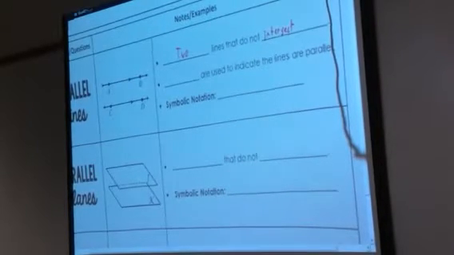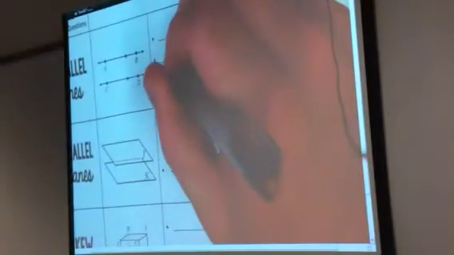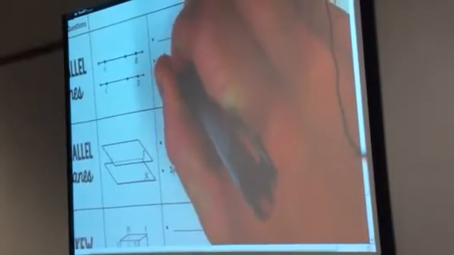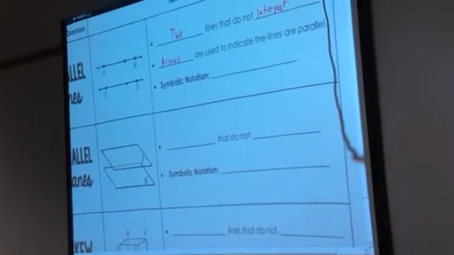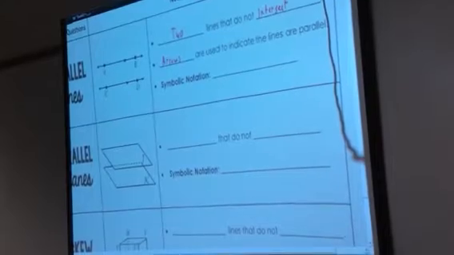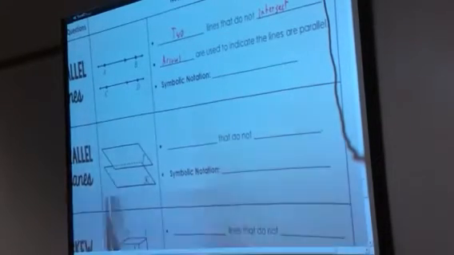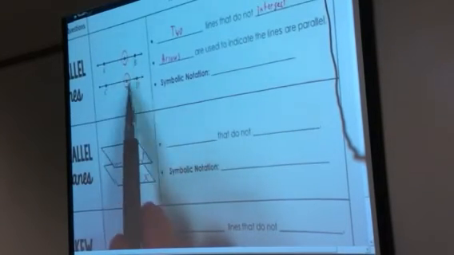This next part will probably be new. It says arrows are used to indicate that the lines are parallel. And so what that means, if I look at this little figure here, does everybody see those arrows that are on each of those lines? Anytime you see that, that's telling you that those two lines are parallel.